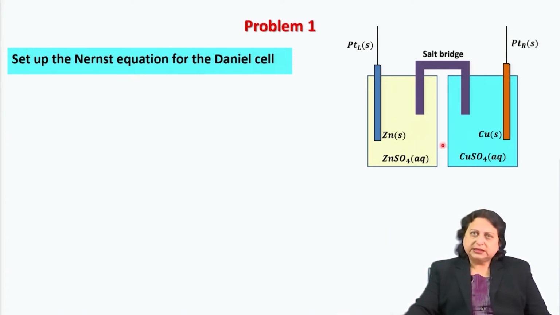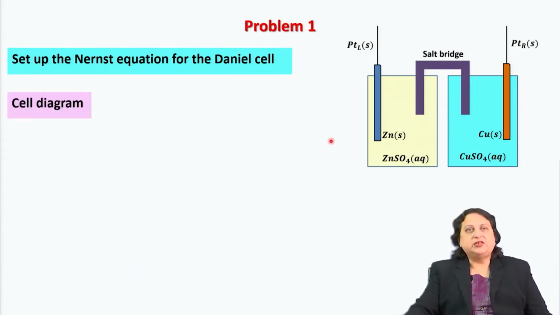So, in this particular situation, the first problem is a kind of review problem. I am asking you to set up the Nernst equation for the Daniell cell. All I will have to do is look up the structure of the Daniell cell, and from there go step by step from the elementary knowledge of the half cell reactions to the Nernst equation. So, what should be my first step?